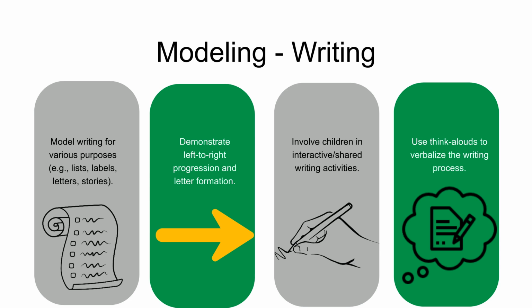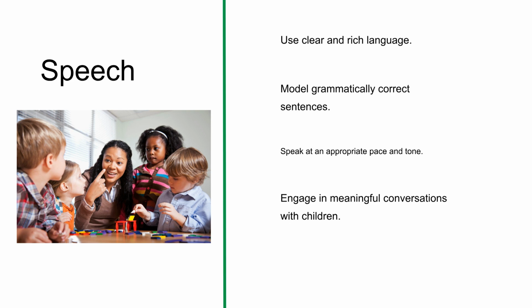For writing, model writing for various purposes like lists or stories, and demonstrate left-to-right progression and letter formation. Use think-alouds to verbalize the writing process and involve children in shared writing activities. When modeling speech, use clear, rich language and grammatically correct sentences. Speak at an appropriate pace and tone, and engage in meaningful conversations with children.